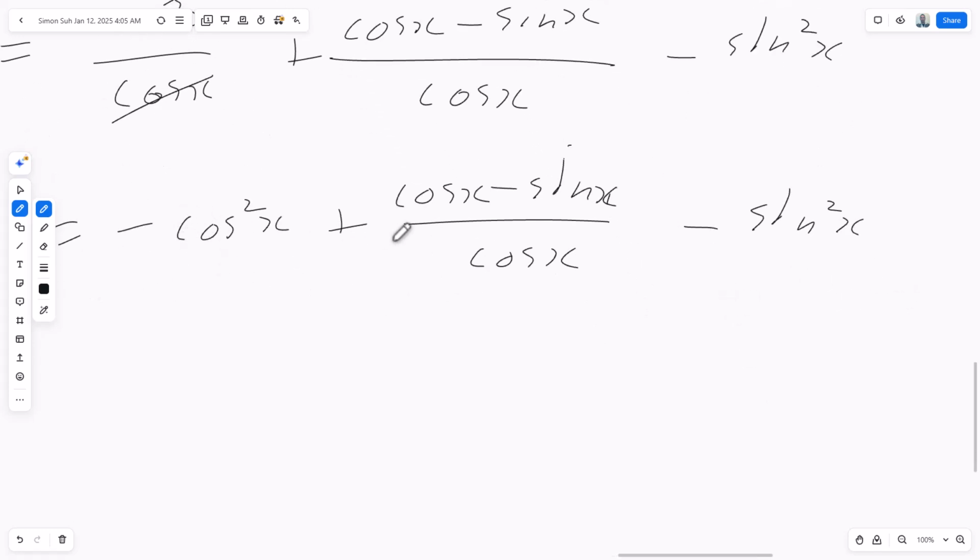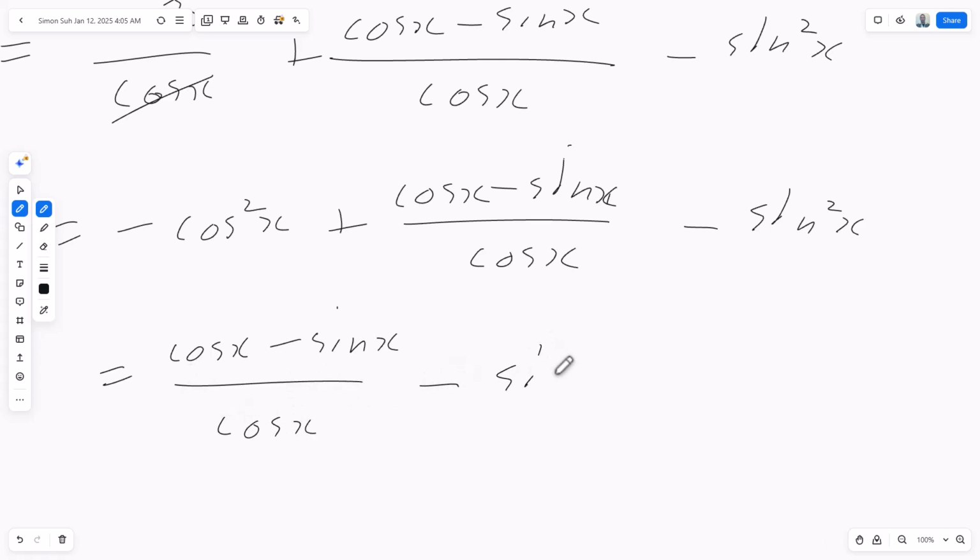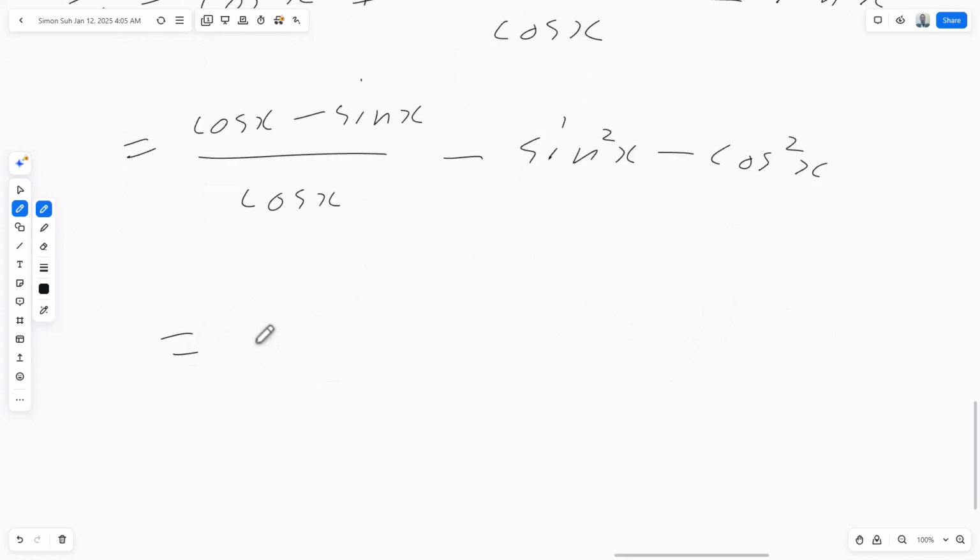Then we can move this to the right side and move the cosine squared x and the sine squared x closer together, because we are going to use the Pythagorean identity and make that equal to 1. So it's going to be cosine x minus sine x over cosine x, minus sine squared x minus cosine squared x. Then we will separate this again into two separate fractions. This will become cosine x over cosine x minus sine x over cosine x.